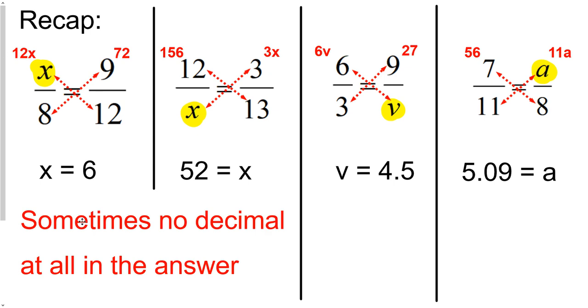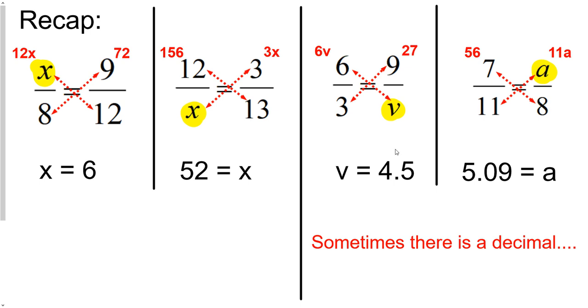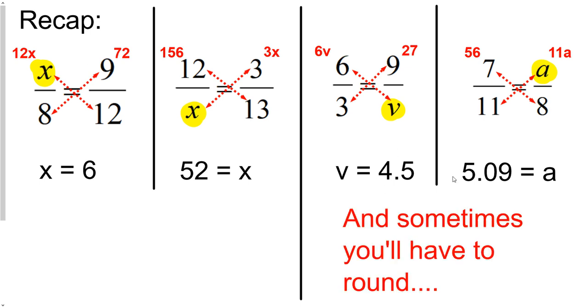Sometimes you're not going to have any decimal in your answer, like these two. Other times you're going to have a decimal, and this is a nice clean decimal. It stopped on its own. It wasn't really long. And then other times you're going to have a really long decimal, and you just need to round most likely. I would say make it to the nearest hundredth. So good luck with this, and hopefully you understand how to solve proportions.